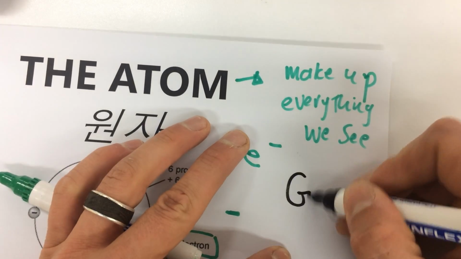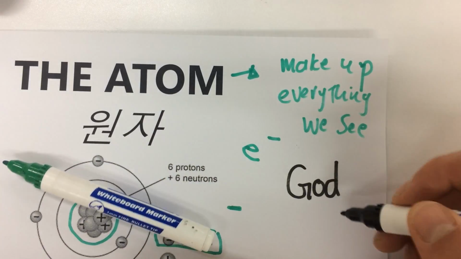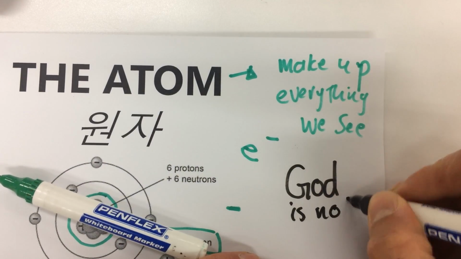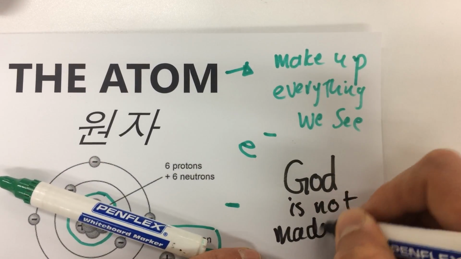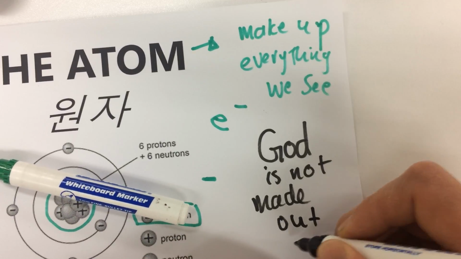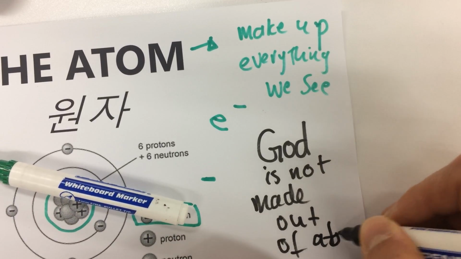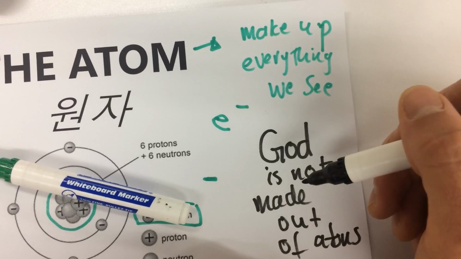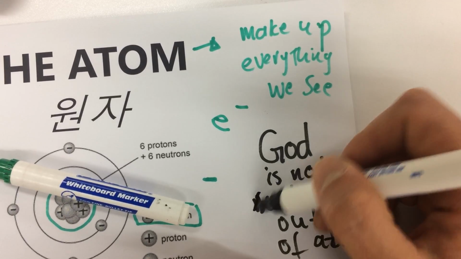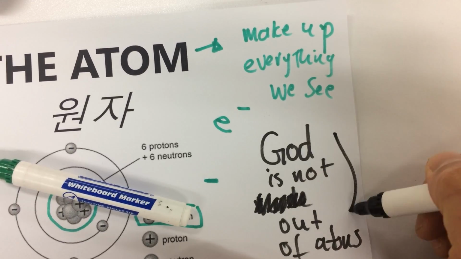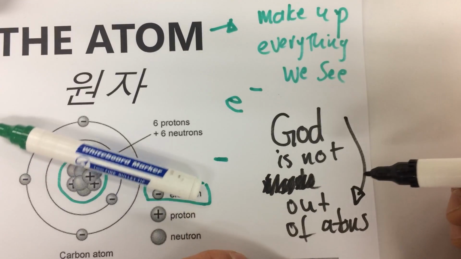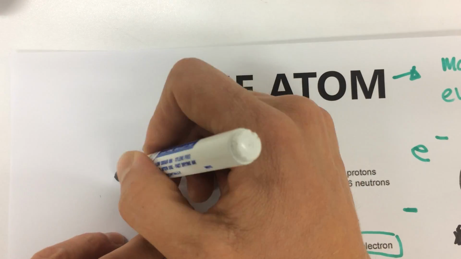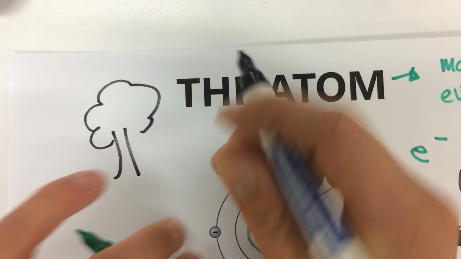Remember that God is not made out of atoms. God is not made out of atoms, or God was not made by anyone, but God is not atoms. But trees are made up of atoms.